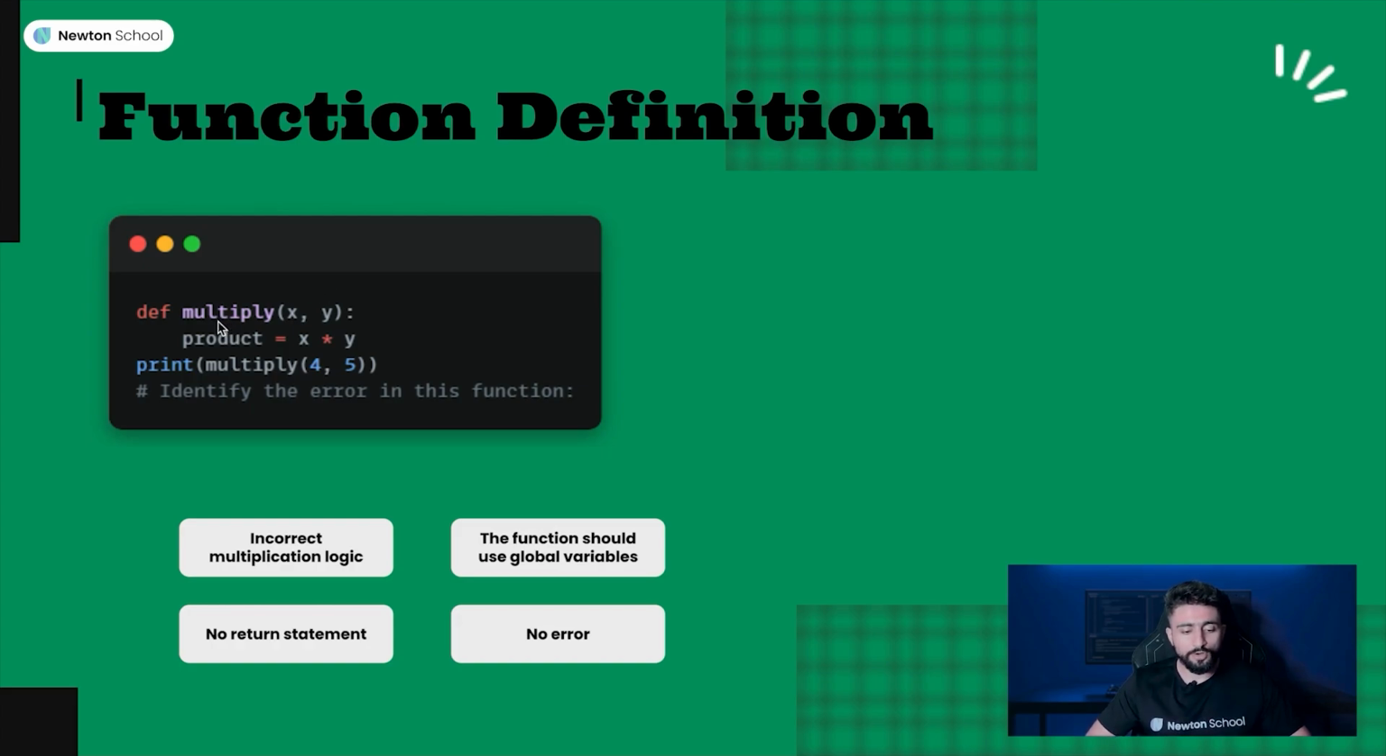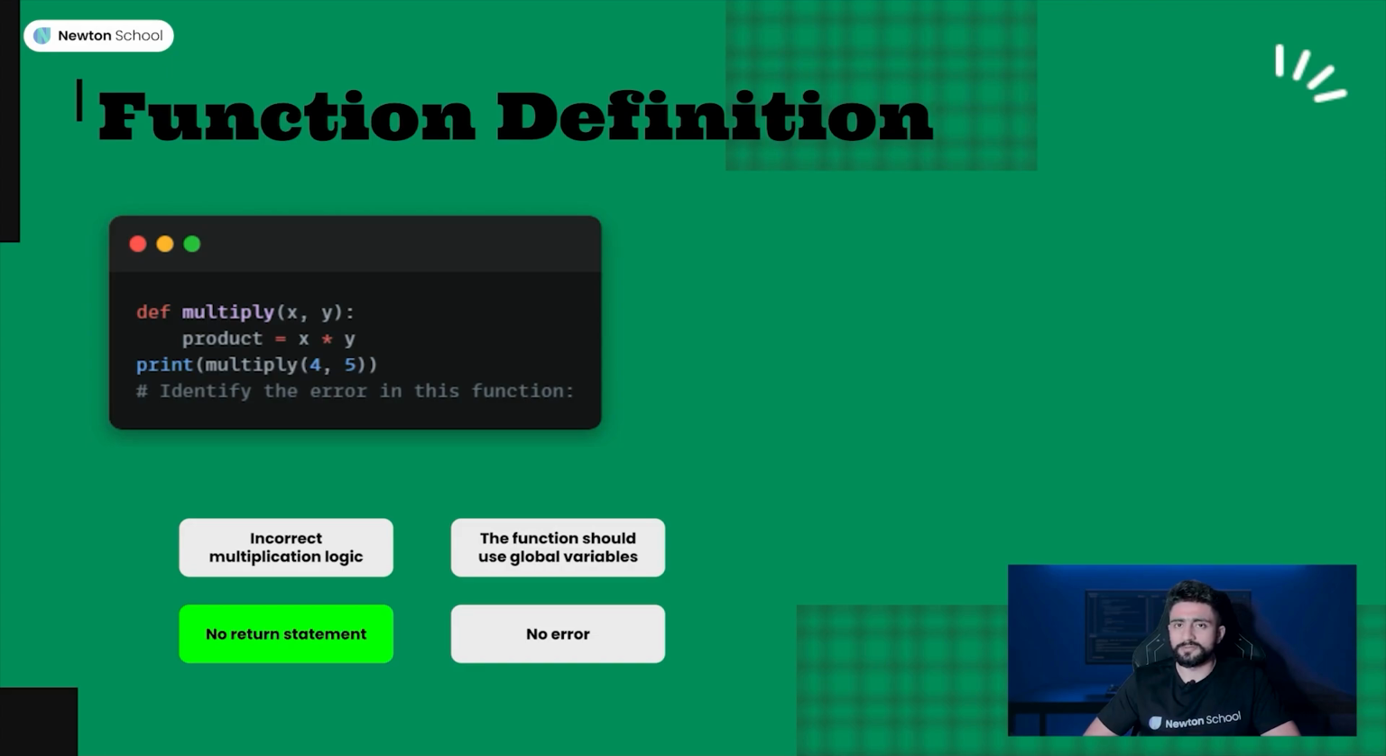Here we have a function called multiply which has parameters x and y, and we are taking the multiplication of it and setting it in another variable called product. So we are calling the print function with multiply 4 comma 5. Is multiply returning something? No, it will be none. So we are saying print none. We are not passing any string. So what will happen?